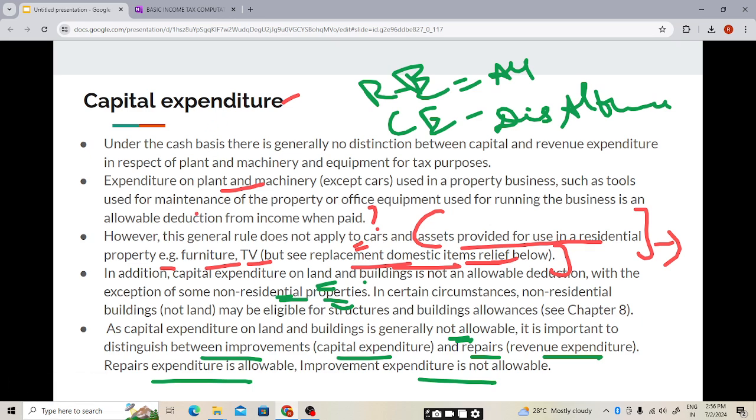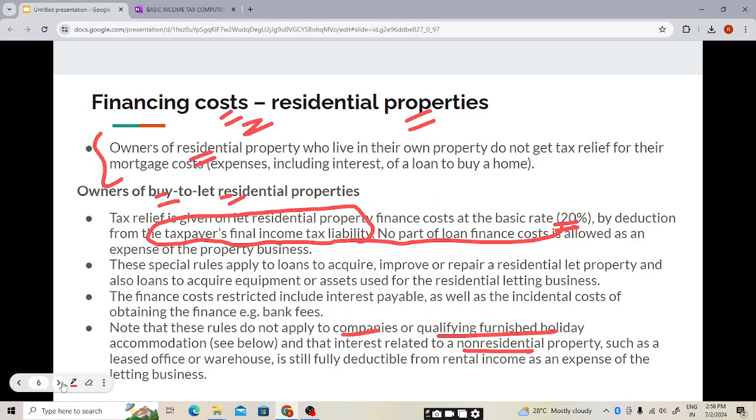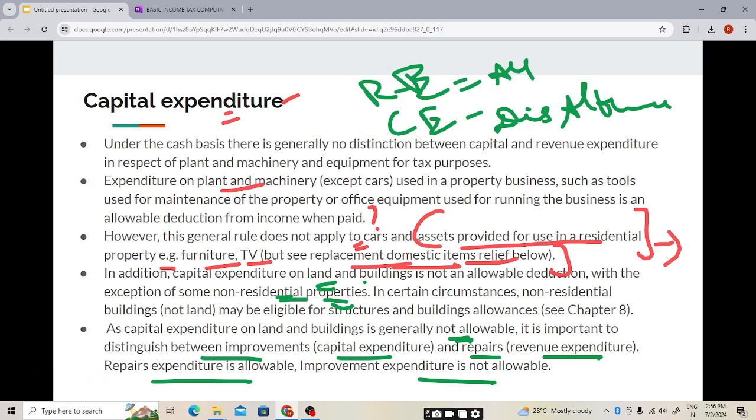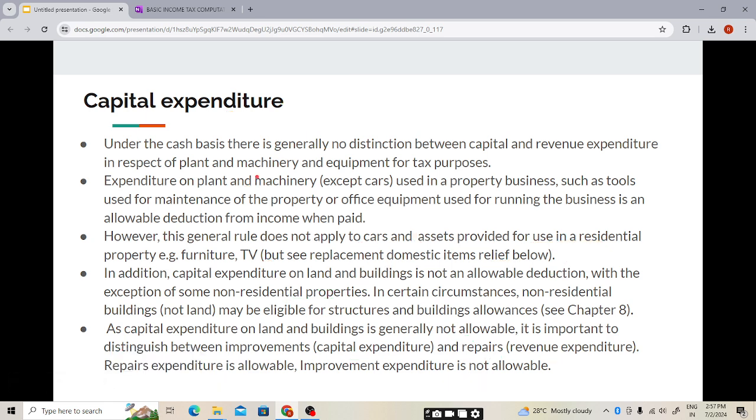Further, capital expenditure. Capital expenditure for land and building is not allowed. For land and building under the cash basis, it is not allowed. Capital expenditure on plant and machinery will be allowed. Those are small tools and machinery which are used for the maintenance of the property or running the business.